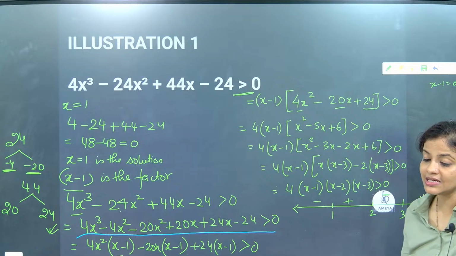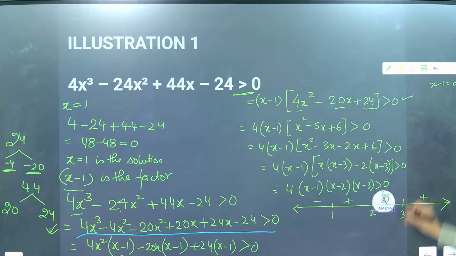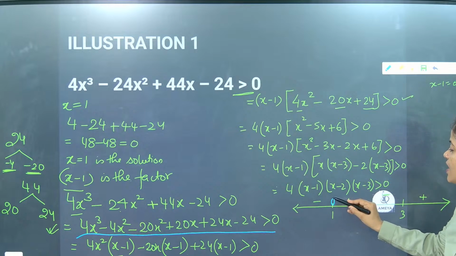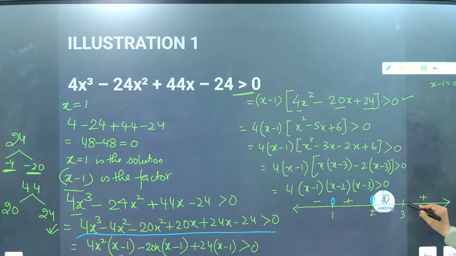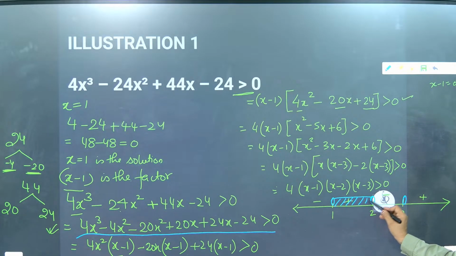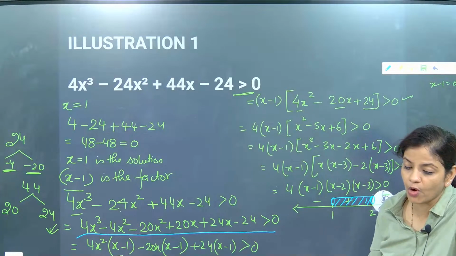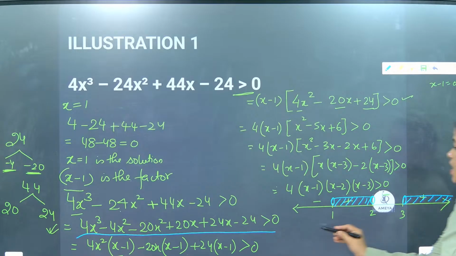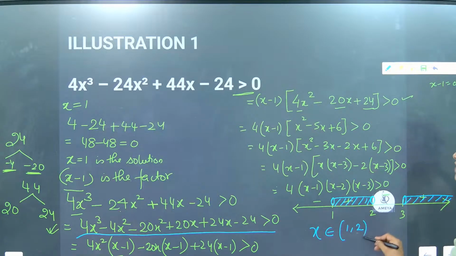And since it is strictly greater than 0, which region will we color? We will color the positive part, where the bounds will not be included, and we write it like this. And now beta, we are going to cover up the interior portions. So once we cover the interior portions, what are we getting? This is a very important question. So x will belong to the open interval 1 to 2, union the open interval 3 to infinity.